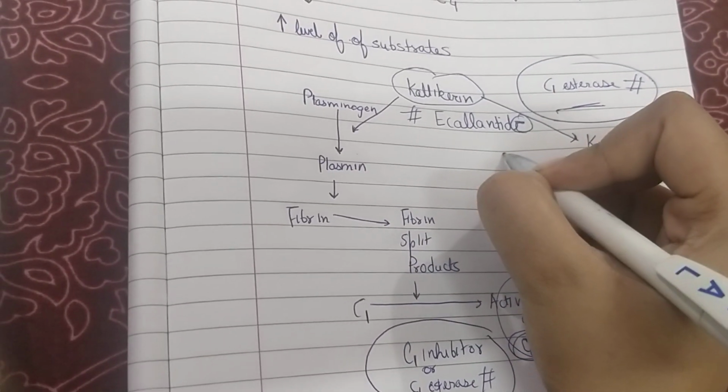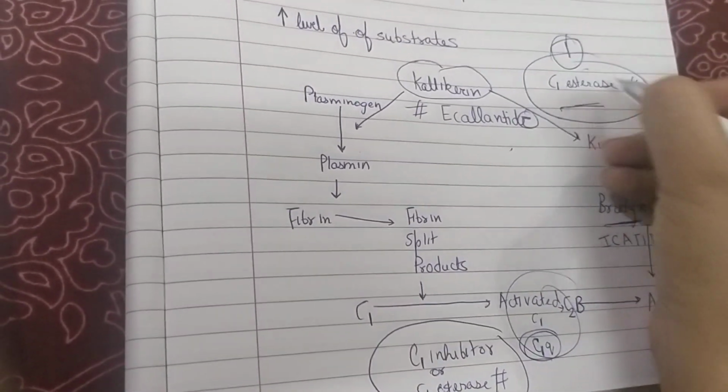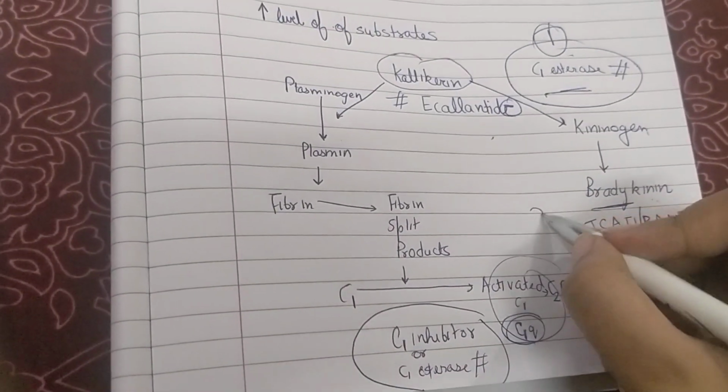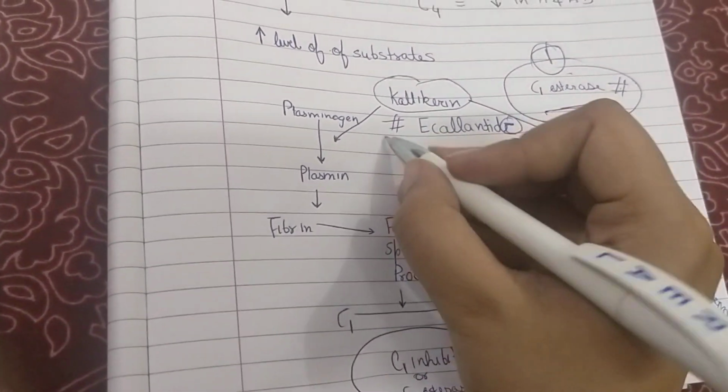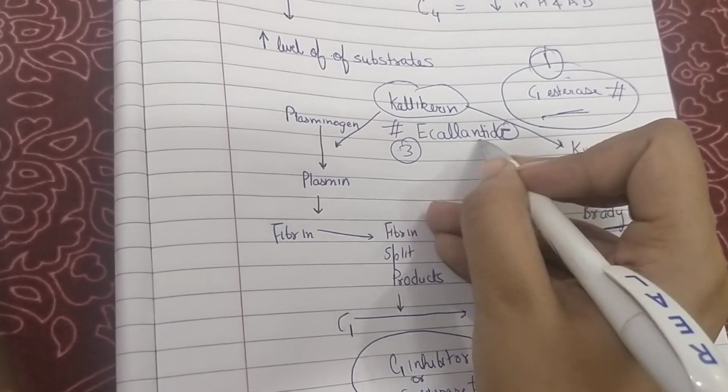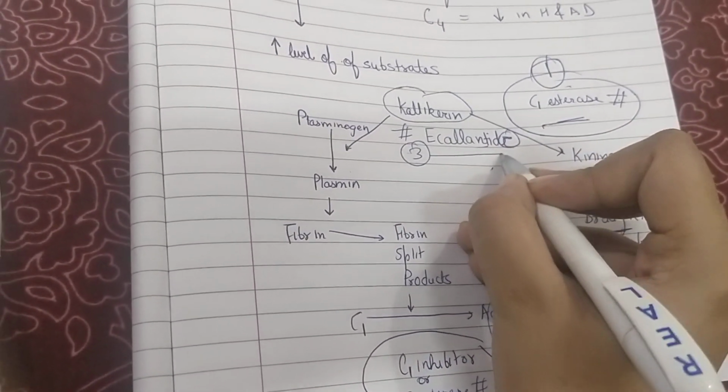So three treatments are: first C1 esterase inhibitor concentrate, second is bradykinin antagonist, that is icatibant, and third is ecallantide. Ecallantide is given.